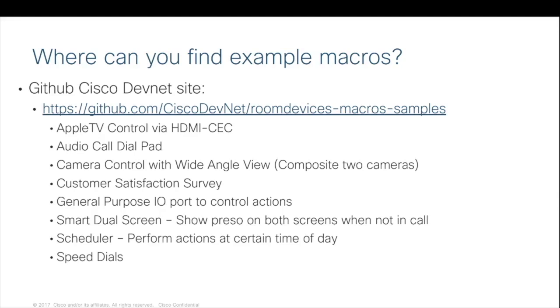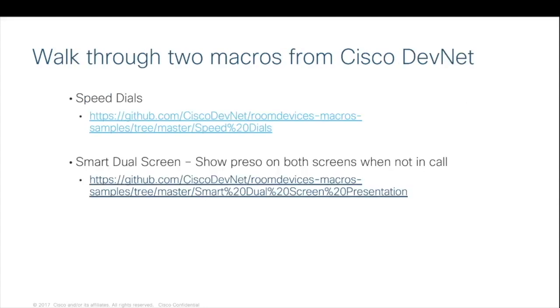Scheduler, perform actions at a certain time of day. Turn the system down, turn the monitor off, whatever. And speed dials, the last one here, is a very common ask as well. How can I set up to dial my personal room or a particular phone number that's dialed often? I want that to just be a button on the Touch 10 panel so that it's really quick and easy to dial into it. So let me walk into a couple of these.